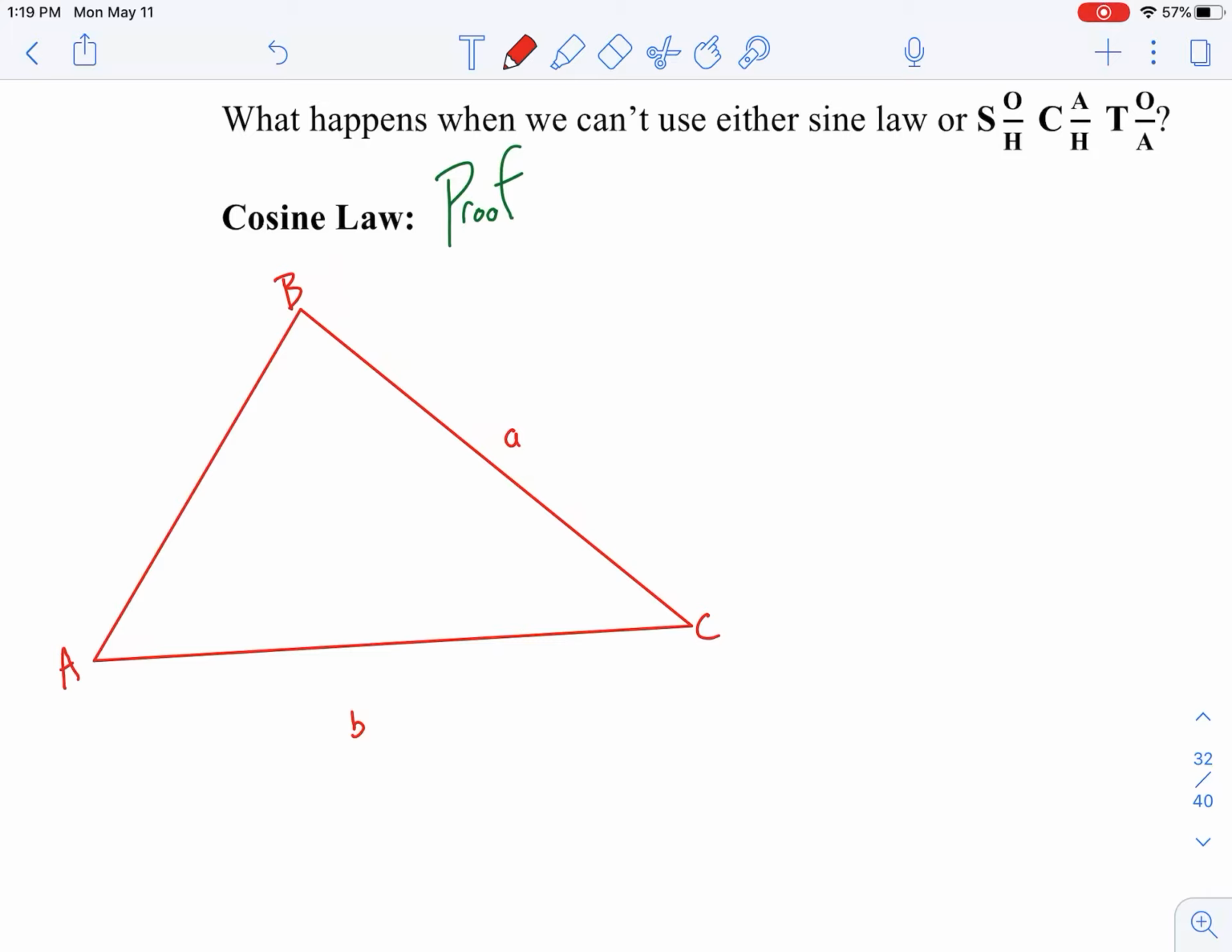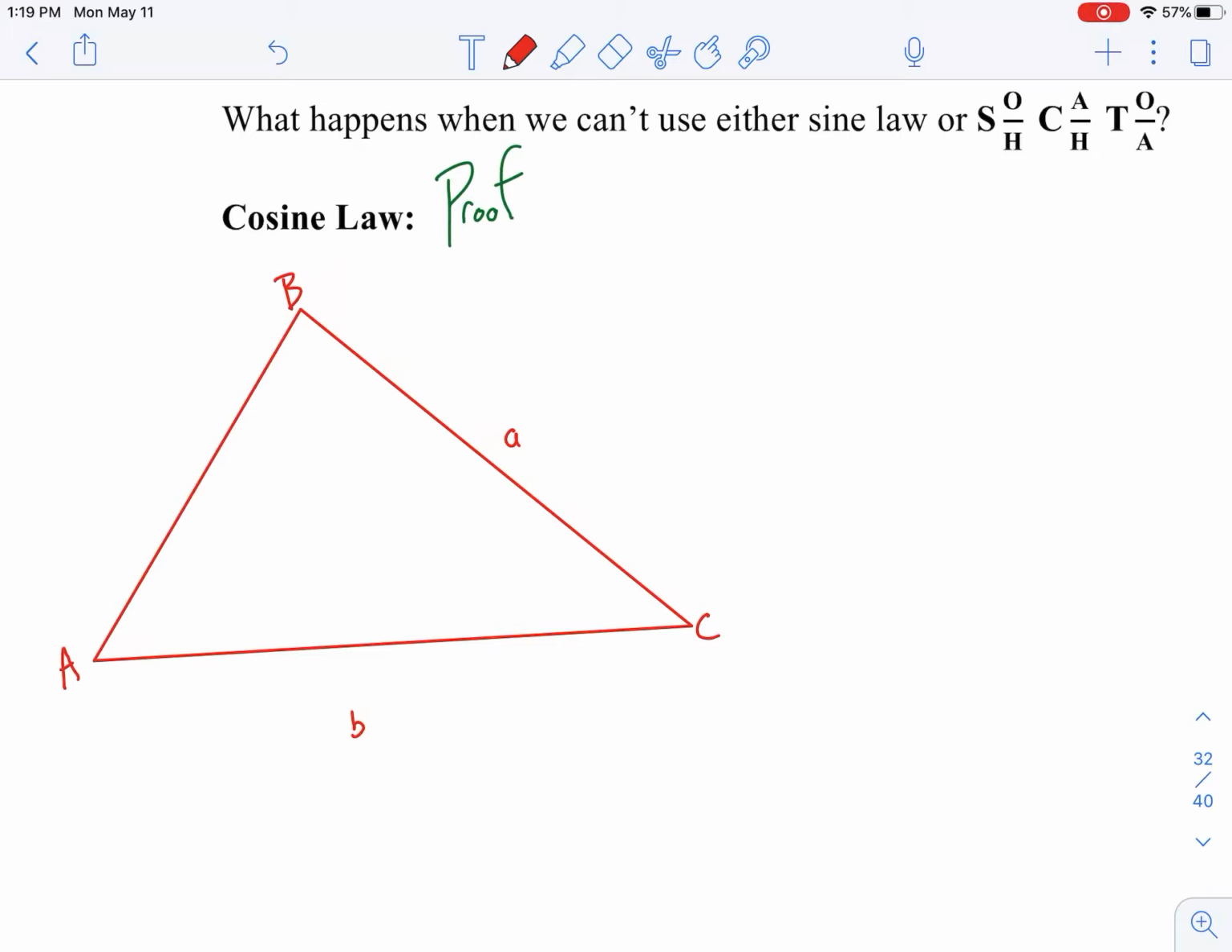But then we have to take a look at a triangle where we don't have a complete ratio. We'll get into some specific examples in a minute. First, we're going to do a little proof for the cosine law, just like how we did a little proof for the sine law. So what happens when we can't use either the sine law or SOHCAHTOA? I'm going to draw a random triangle. It's not equilateral. It doesn't have a 90-degree angle in it. Just a triangle that looks something like that.